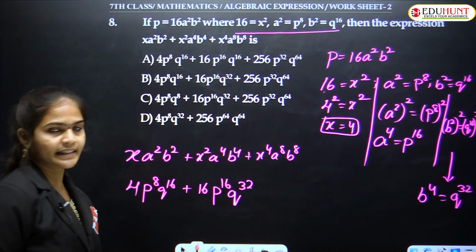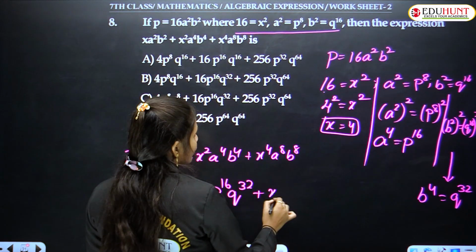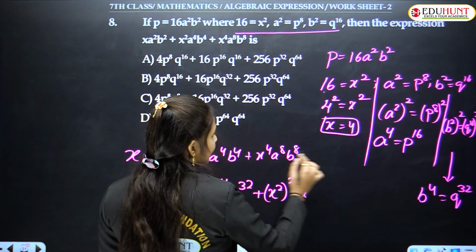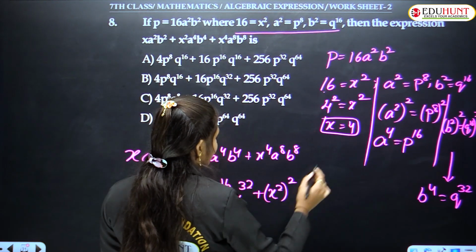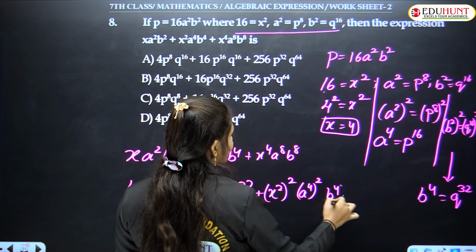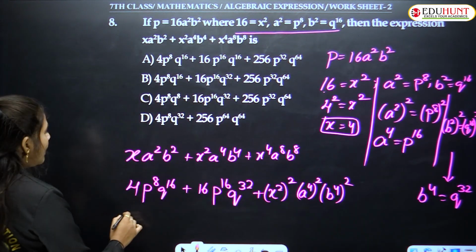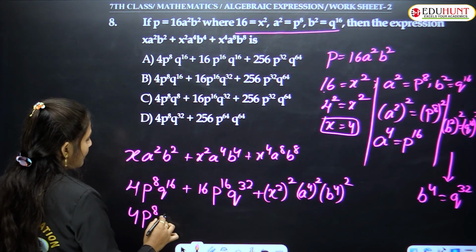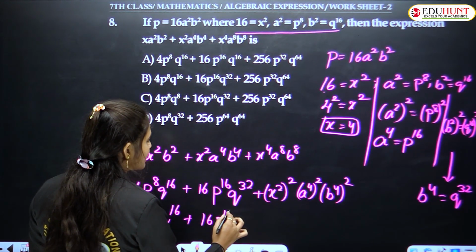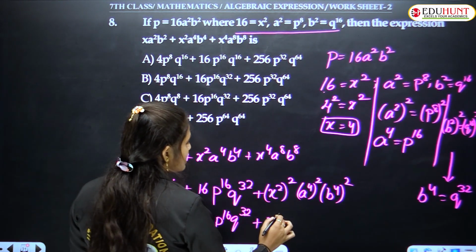q power 32 plus x power 4. x power 4 means x square whole square. Next, a power 8. Already a power 4 value we know that, so a power 4 whole square, and here b power 4 whole square. Why? Because a power 4, b power 4 values we know that, no? So that's why now here 4 into p power 8 q power 16 plus 16 p power 16 q power 32 plus x power 4.